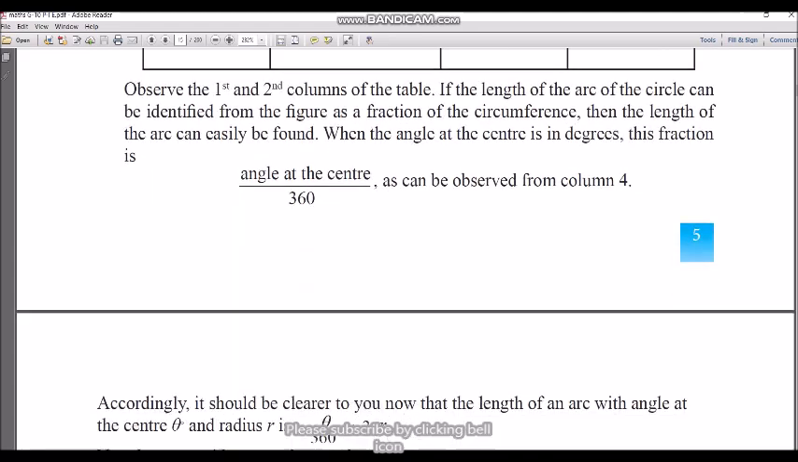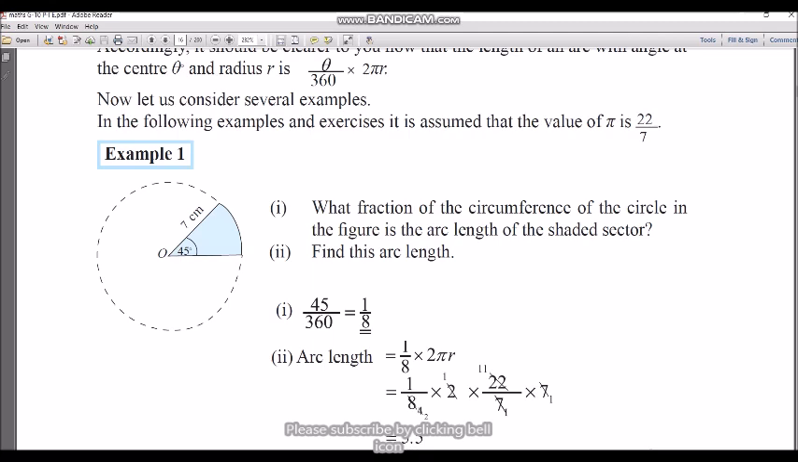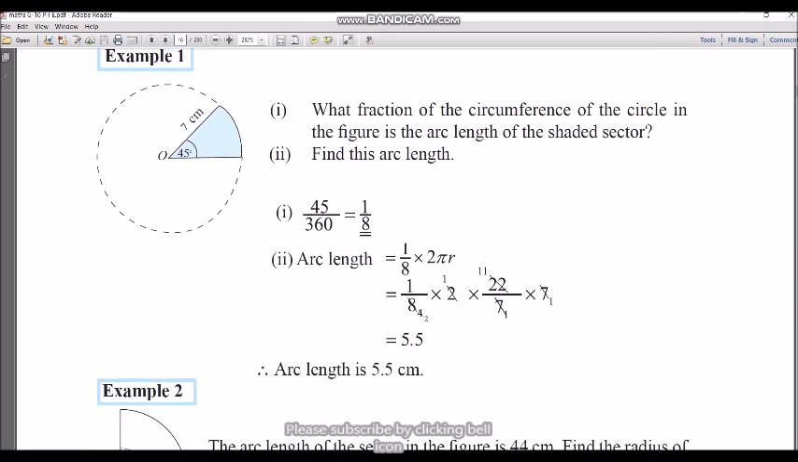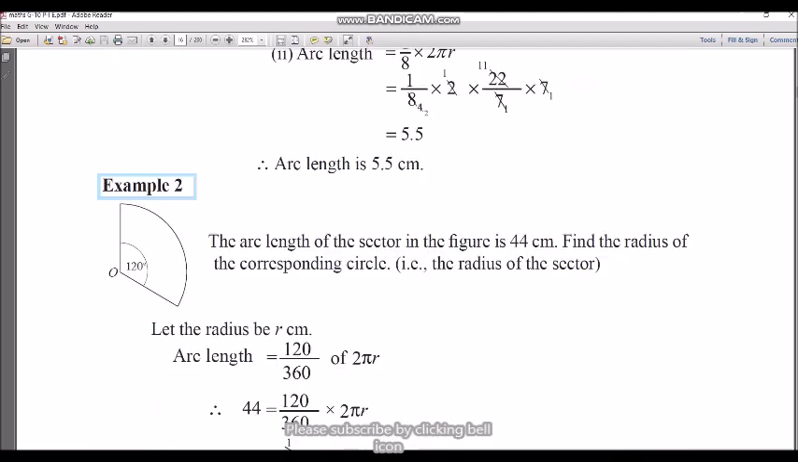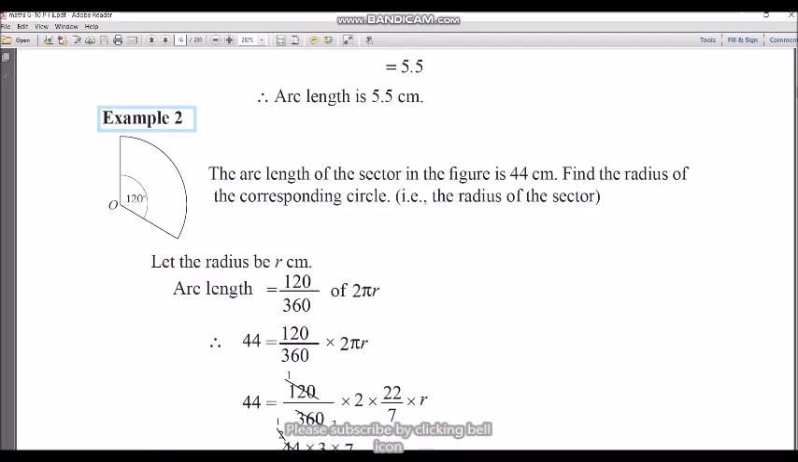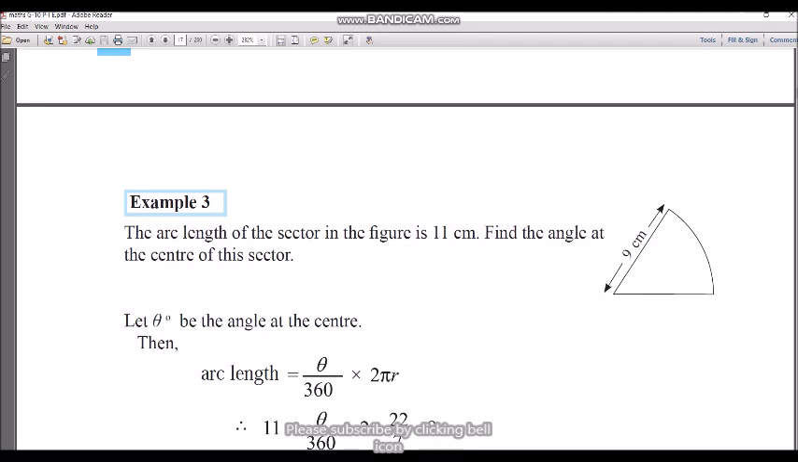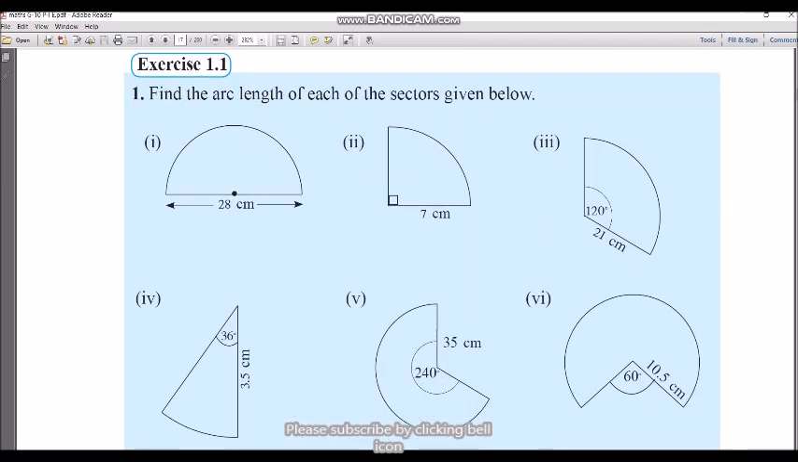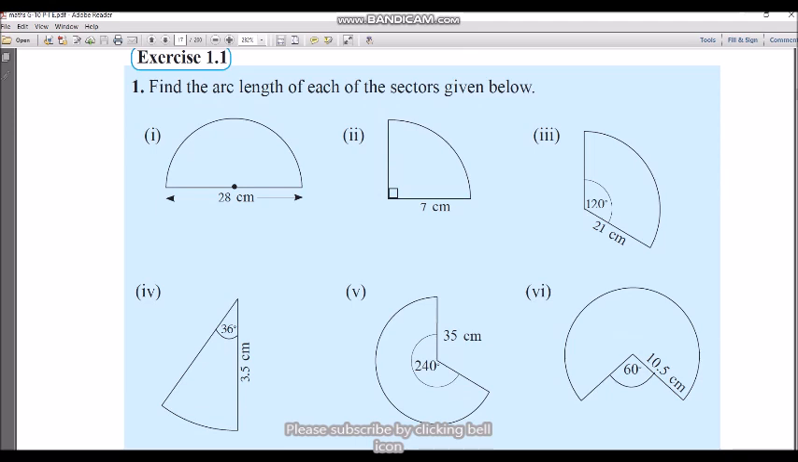And then there's another example for that. I think there's no need of going through that because they have explained that well. And then there's an exercise also. In this exercise they have asked to find the arc length of each sector. So they are only asking about the arc length, not the perimeter of the sector.